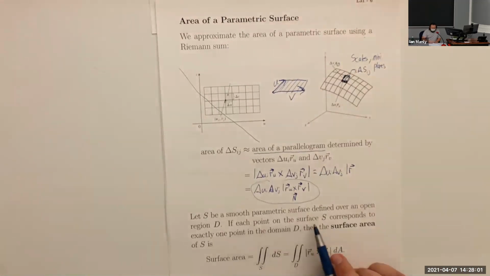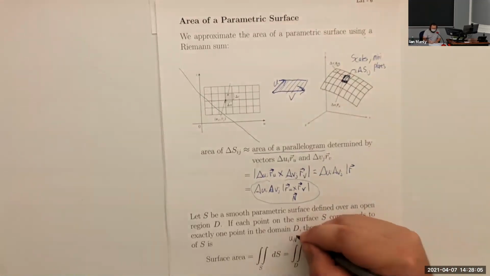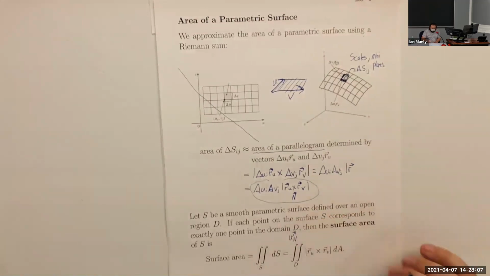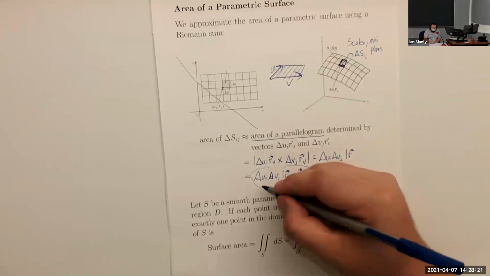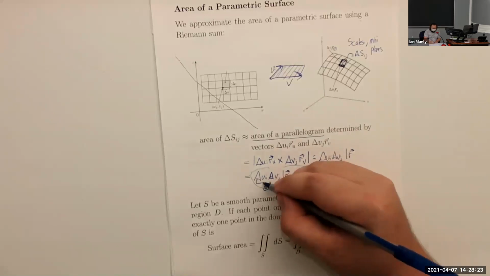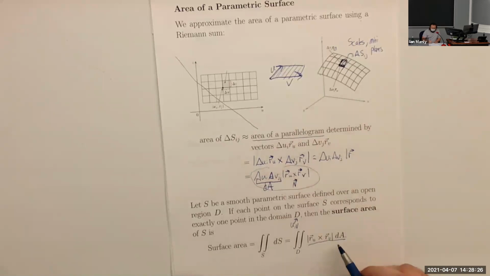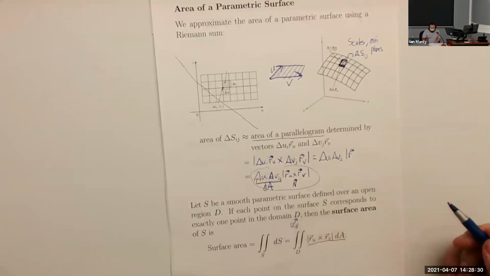So if each point on the surface corresponds to exactly one point in the domain D, and I emphasize again, this is where u and v are, not x, y, then the surface area is this right here. We have the integral over the surface, and we're adding together all these little scales or mini planes. The area for each of those is defined to be this right here, and I'm going to call this dA now. This is going to be dA in the uv world, in D right here.